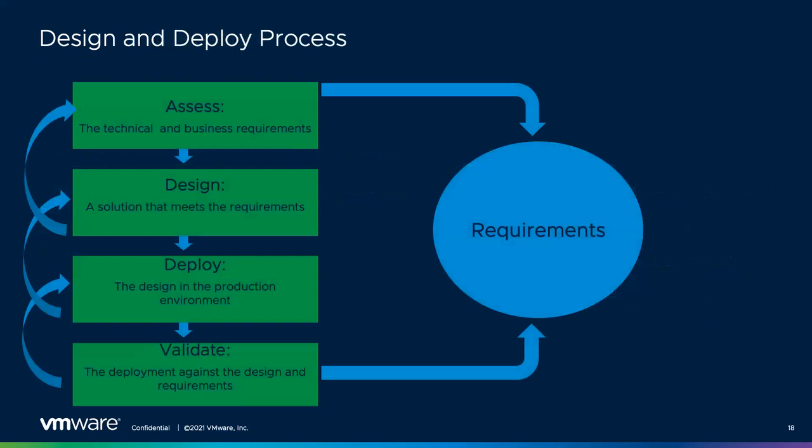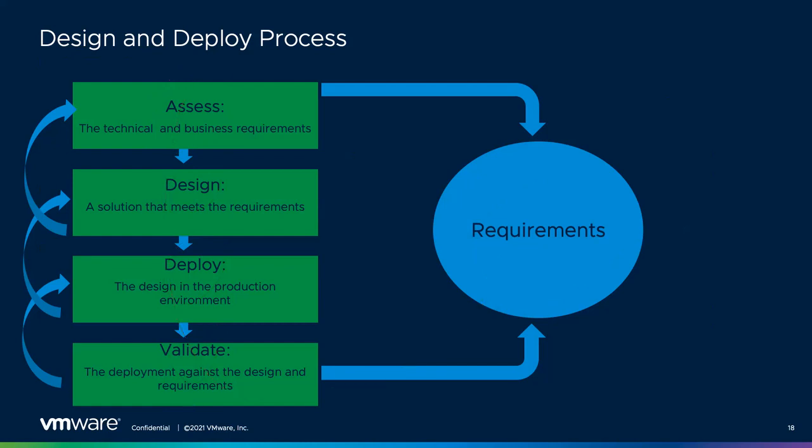So as we looked at before, this plan, do, check, act thought process is, again, the design deploy process of how we work through these requirements. We're going to assess things, which then goes down to designing, deploying, and validating. And then that works back up the chain to ultimately feed the requirements. And in the same vein, these pieces are also going to come back the other direction to feed the requirements.